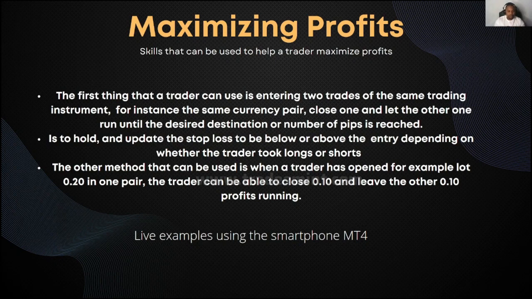So the other method that you can use is when a trader has opened, for example, lot size 0.20 in one pair, that's a perfect way, a correct way to call it. The trader can close 0.10 and leave the other 0.10 profit running. Also, I'll have to do a demonstration on MetaTrader 4 to show you guys what I mean by this.